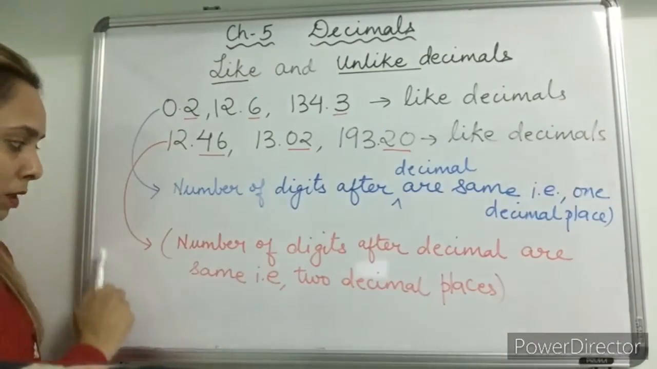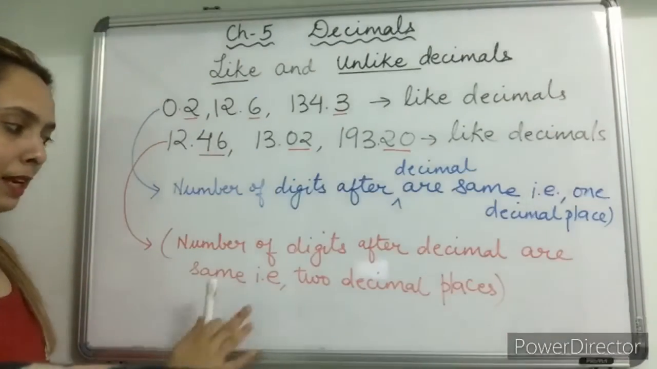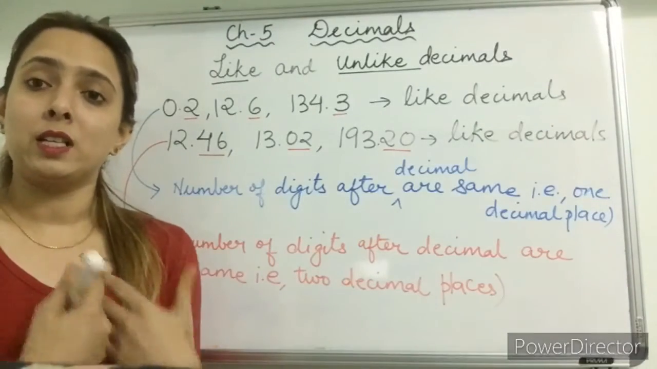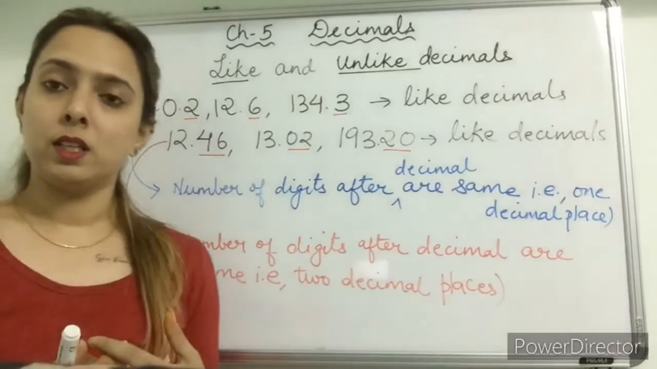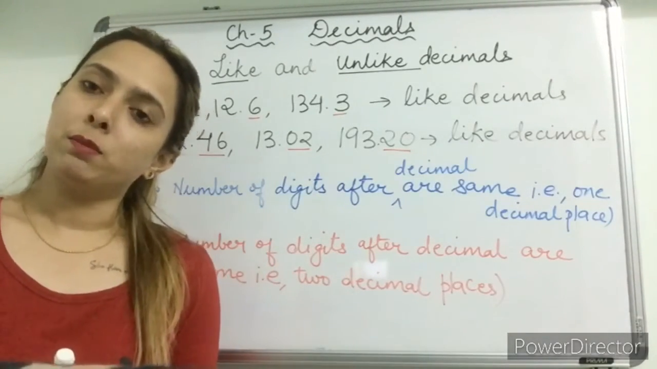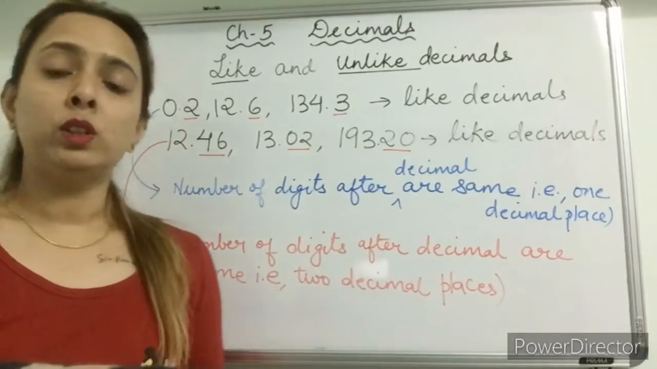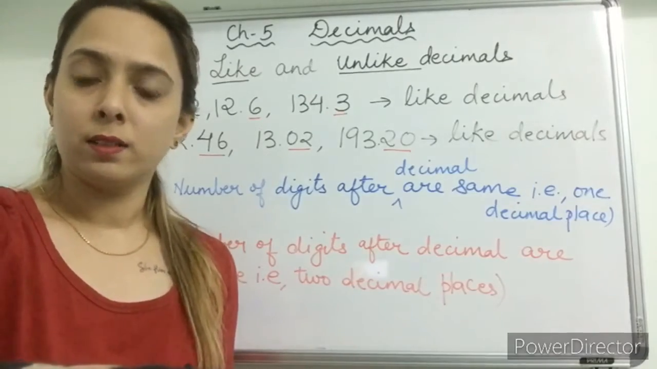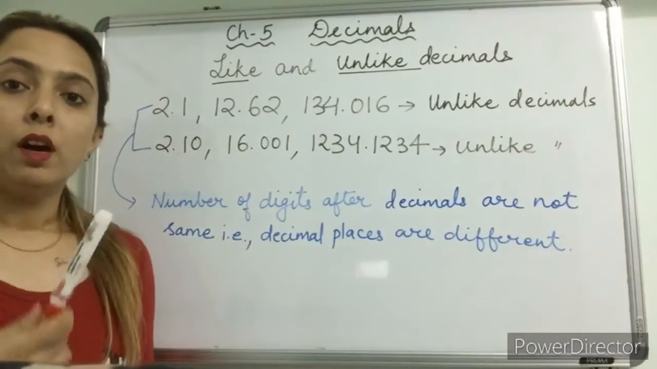How are they like decimals? The number of digits after the decimals is the same, that is two decimal places. In the same way, if the number of digits is the same, like 3, so if we have all the numbers with 3 decimal places, all those decimals will be like decimals. What about unlike decimals? Unlike decimals are very simple.